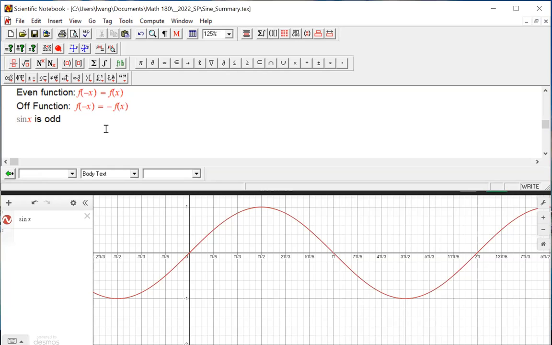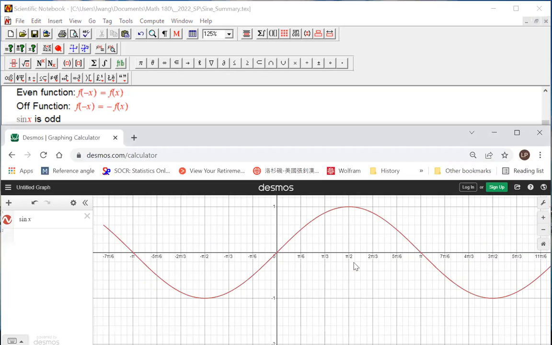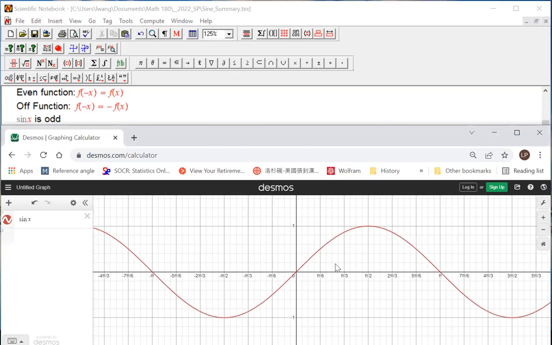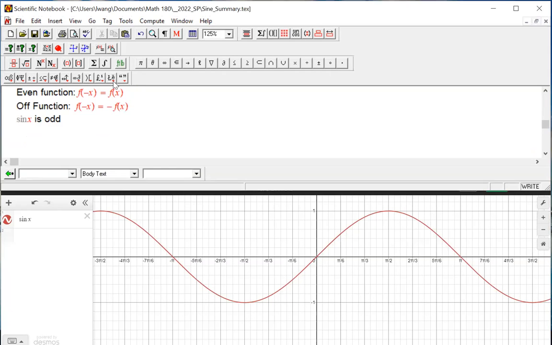Okay, so now sine is odd. How do we know sine is odd? Right? And these x's we have to specify, these x are in the entire domain by default, unless otherwise specified, in the domain.